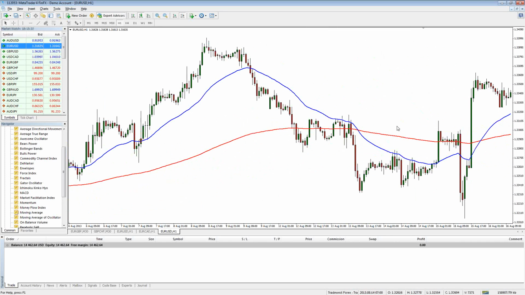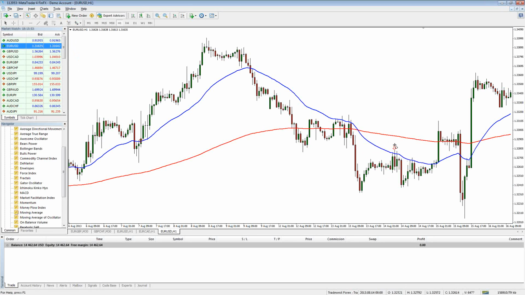Here's one to the downside. Okay, so this is a more clear example here. You've got price below the 200 and below the 34. This is what you look for to sell. Below both of these lines, then the price needs to come back up and bounce off that 34. That's where you look to sell.